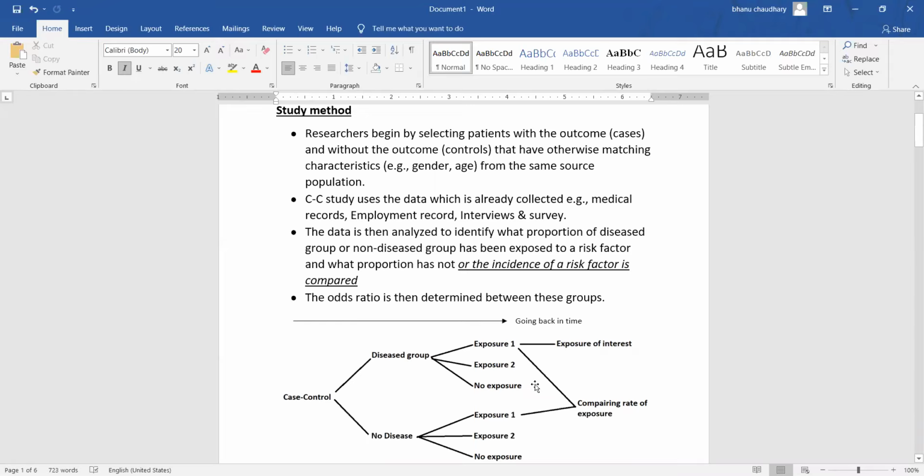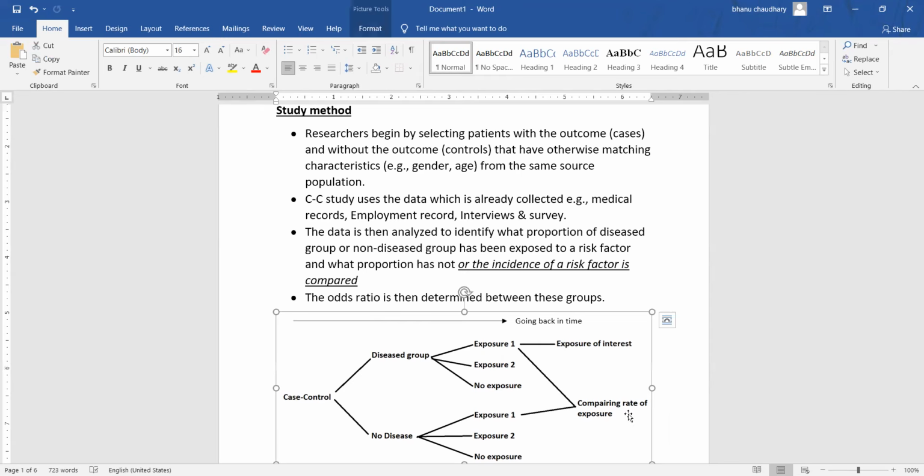Then you will go in the same way for the controls. Whether those individuals who do not have esophageal carcinoma have an alcoholism history, or a smoking history, or a history of GERD, or do not have any history at all. Then you select one exposure, let's say smoking, because you want to know whether smoking is associated with esophageal carcinoma or not.